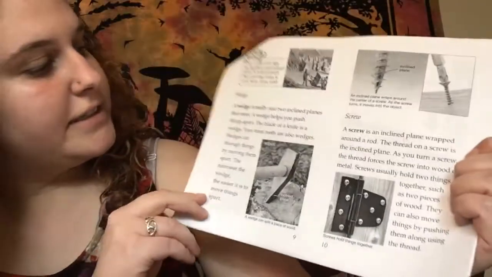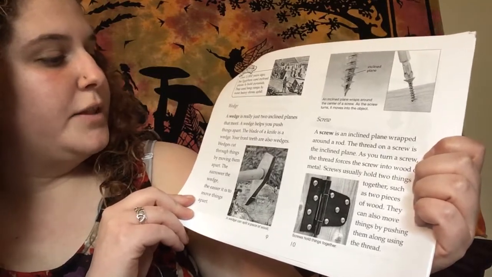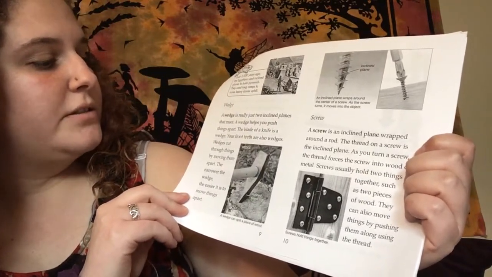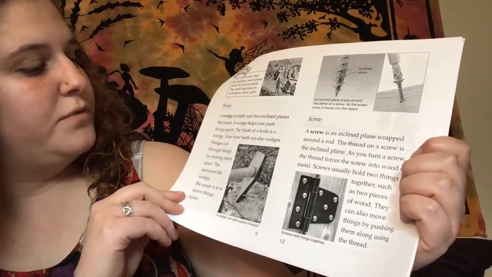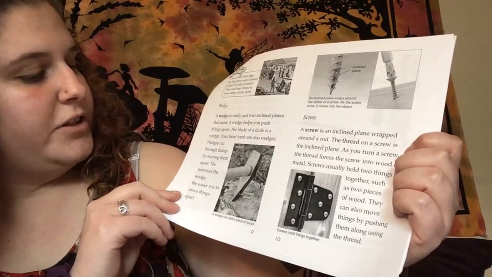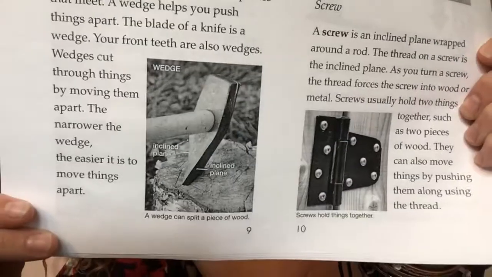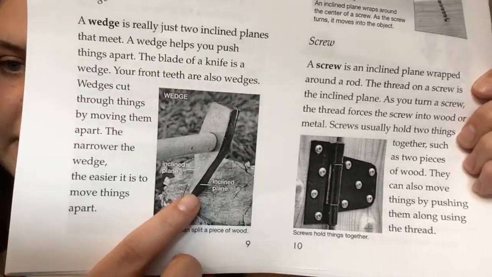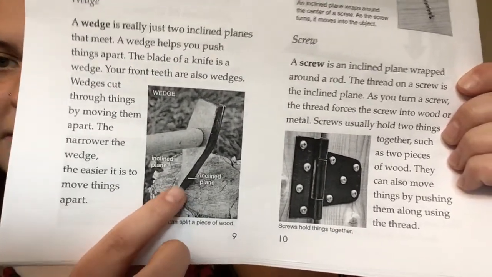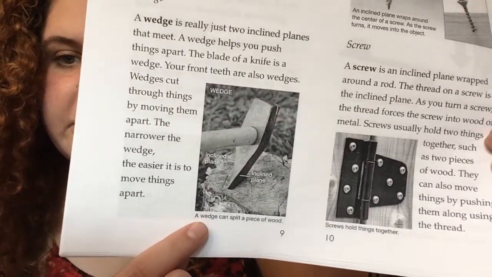Let's see if I can read it like this. A wedge helps you push things apart. The blade of a knife is a wedge. Your front teeth are also wedges. Wedges cut through things by moving them apart. The narrower the wedge, the easier it is to move things apart. So then I have a picture of an example of how a wedge works. It's going between the wood. And then it has a caption. A wedge can split a piece of wood.